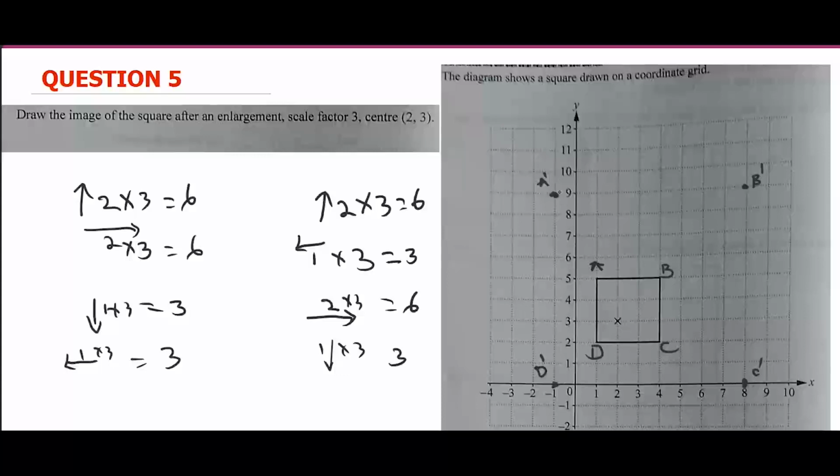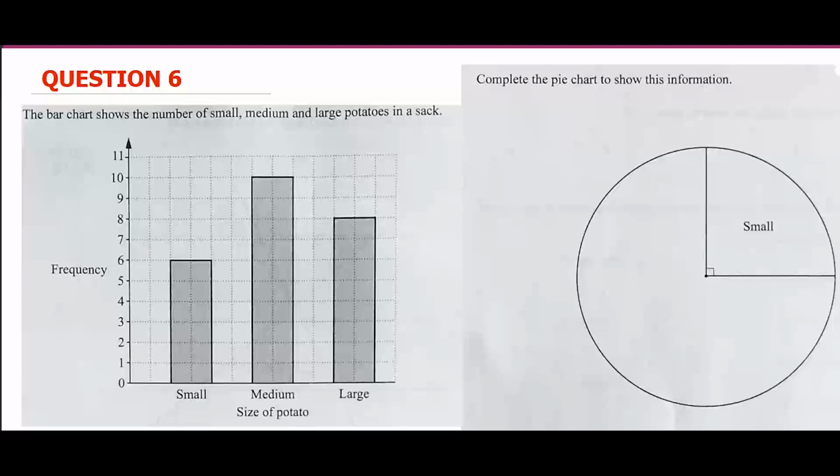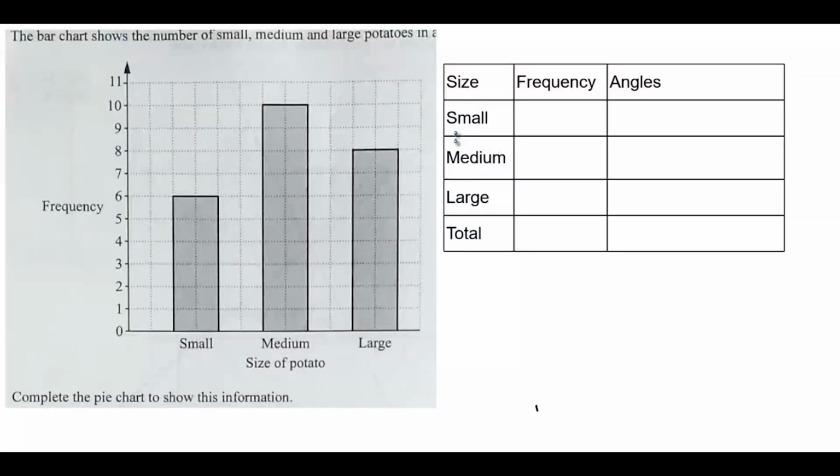So we need to join the 4 vertices of A prime, B prime, C prime, and D prime together, and that will be the enlargement of the given square. So if you join it together, the red square will be the enlargement of the given square. So let's go to the next question. That will be question number 6.